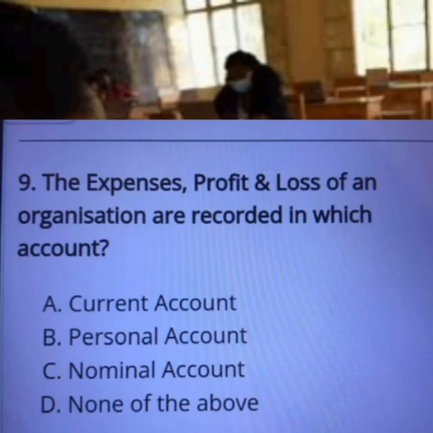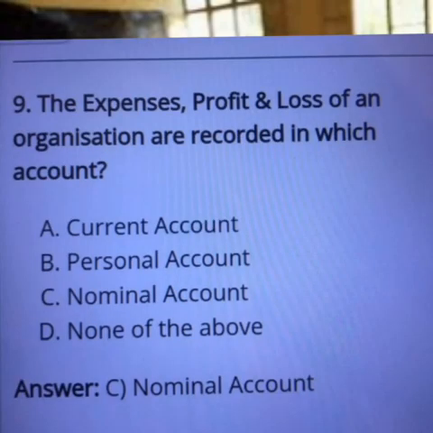Question number 9. The expenses, profit and loss of an organization are recorded in which account? A. Current account. B. Personal account. C. Nominal account. D. None of the above. The true answer is C. Nominal account.